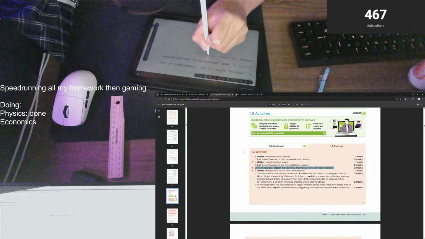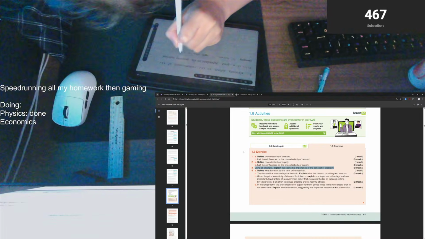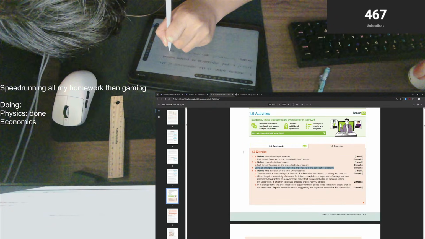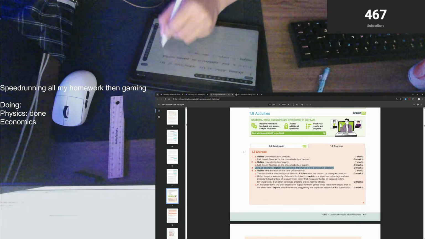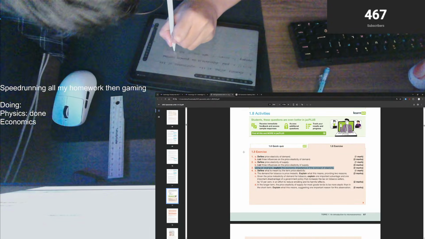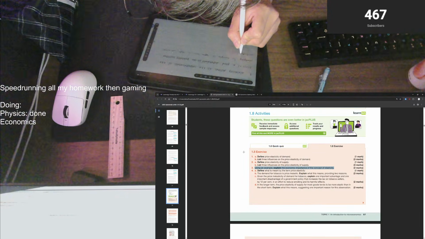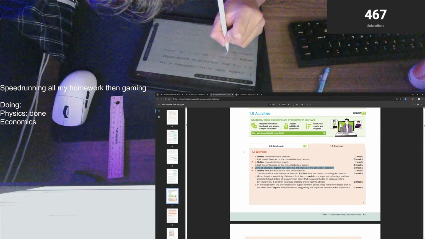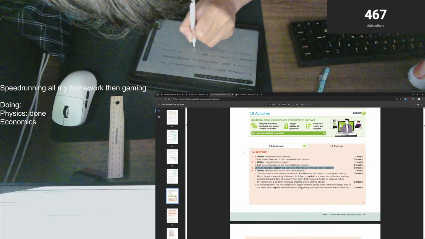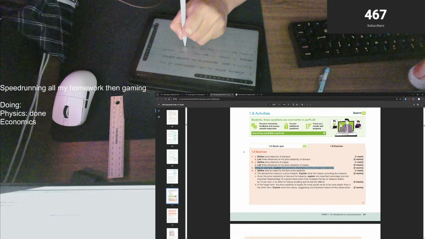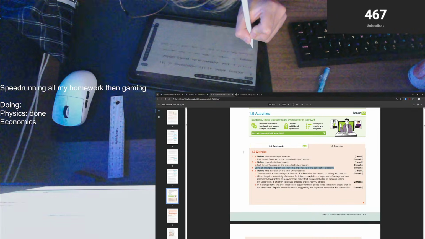Well, if apples have a high demand, you can have a high consumer preference, and a rise in price will only result in a small quantity decrease.